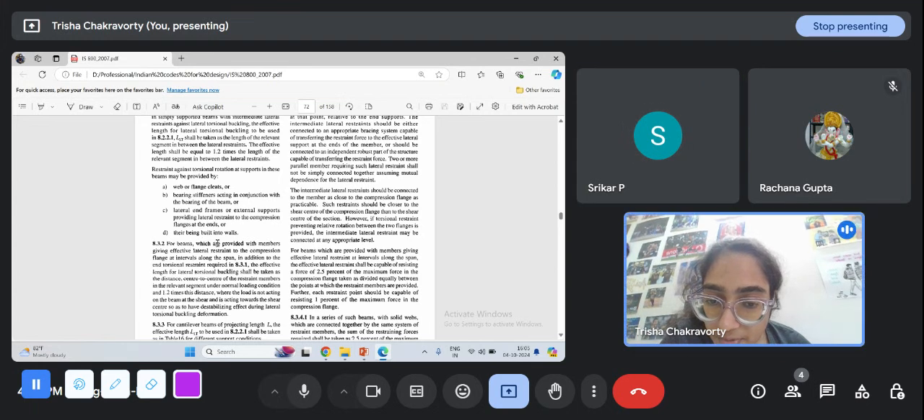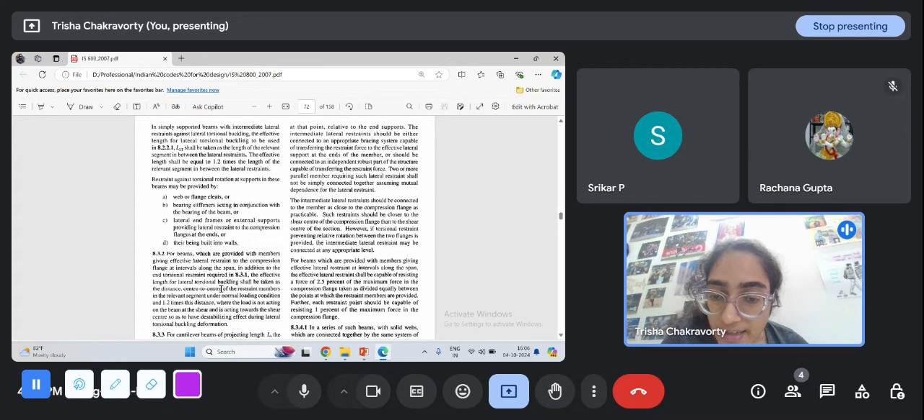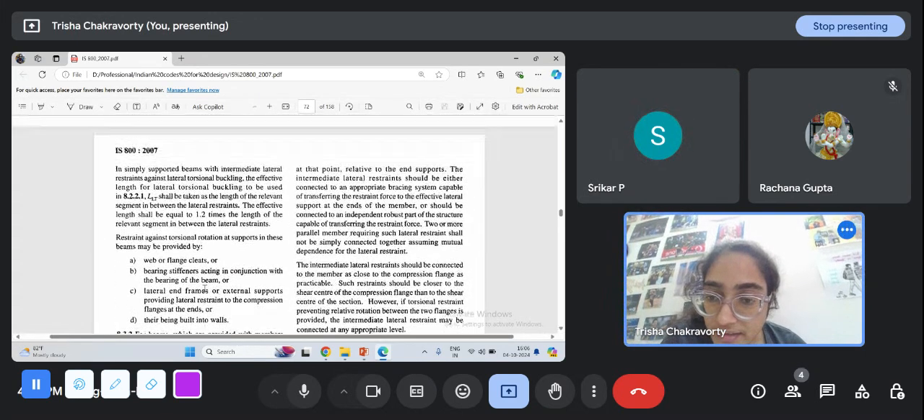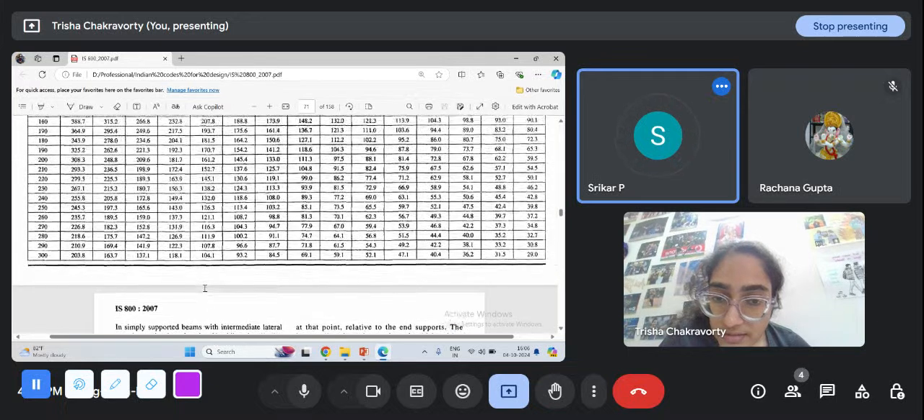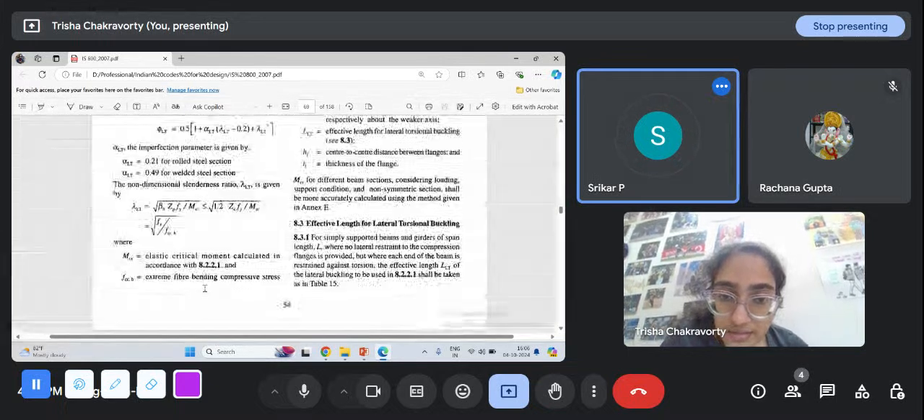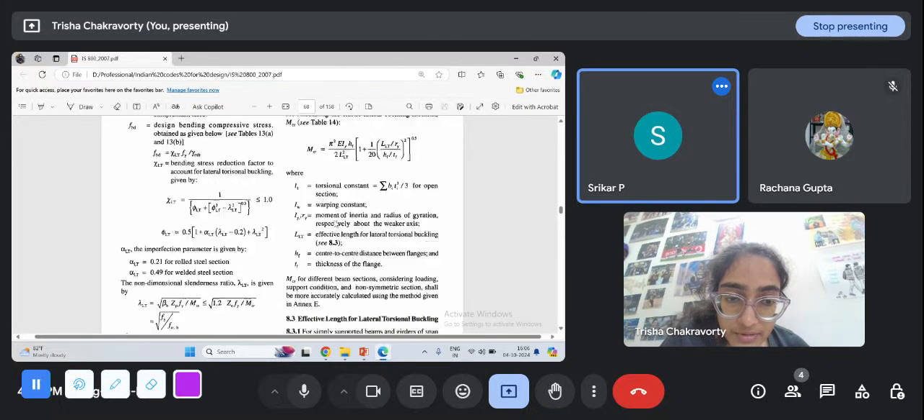For beams which are provided with members giving effective lateral restraint to the compression flange at intervals along the span, in addition to the end torsional restraint, the effective length for lateral torsional buckling shall be taken as the distance center to center of the restraint members. This is what you were saying. This point is that you have to take 5 meter effective length.